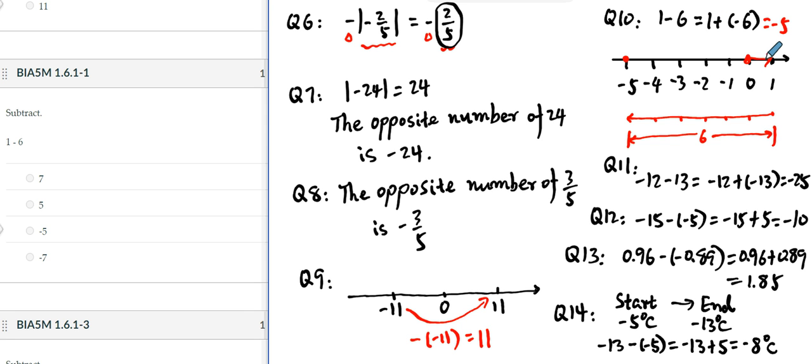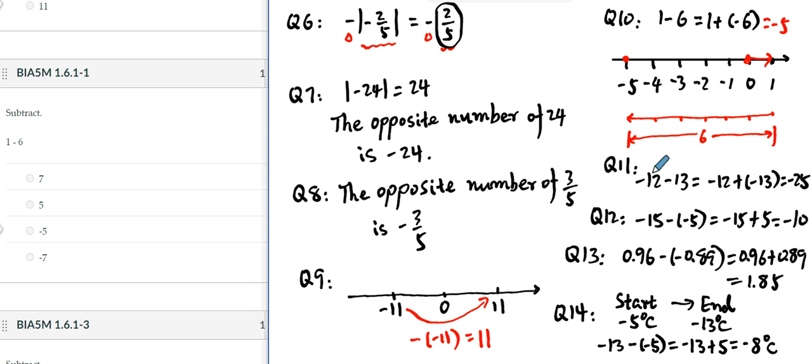Okay. So again, when you add two numbers with different signs, you always use the bigger number minus the smaller number, and then consider the sign. The sign in this case, 6 is bigger, so you will choose negative.